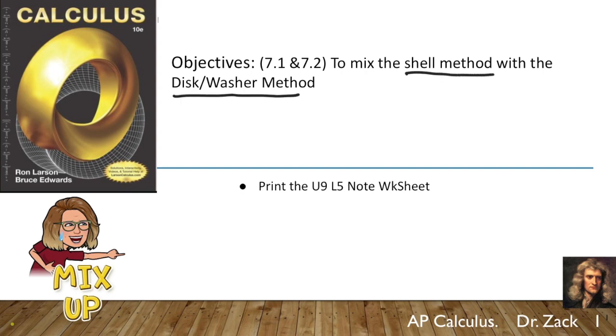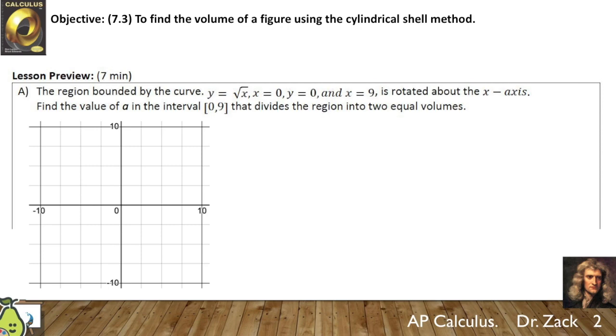So for today's lesson, I want you to focus on figuring out which method to use. Should you use the shell method or the disk washer method in order to find a volume? You should begin by graphing.